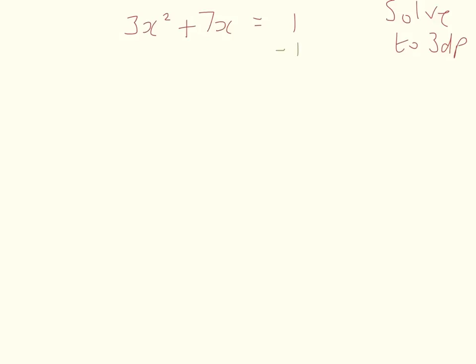So to do that, we're going to need to subtract 1 from each side, just like we were solving a regular equation. It's going to be 3x squared plus 7x subtract 1 equals 0.